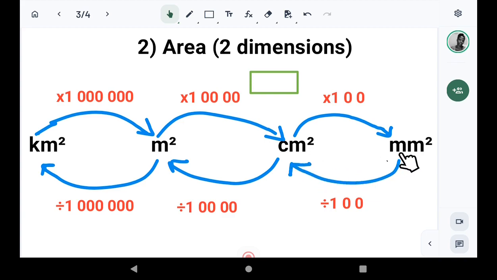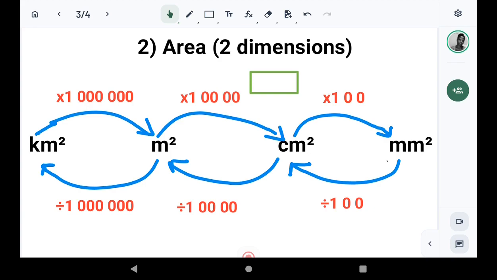measurement. For example, instead of millimeters, you will now work with square millimeters. Instead of centimeters, you now work with square centimeters. Instead of meters, you work with square meters. And instead of kilometers, you work with square kilometers.